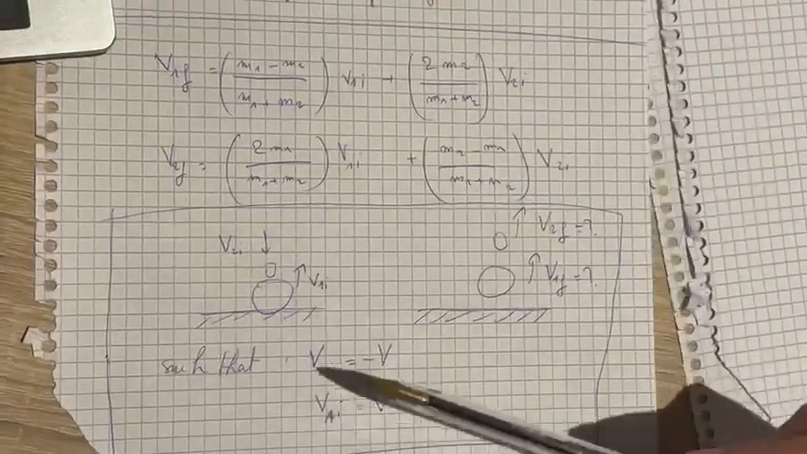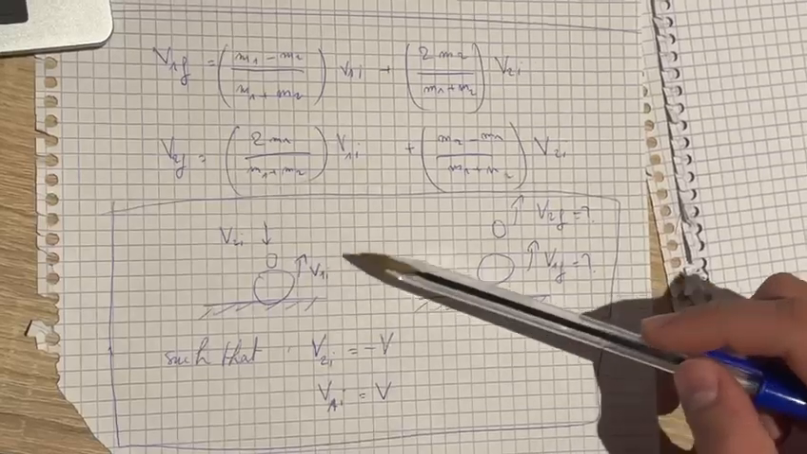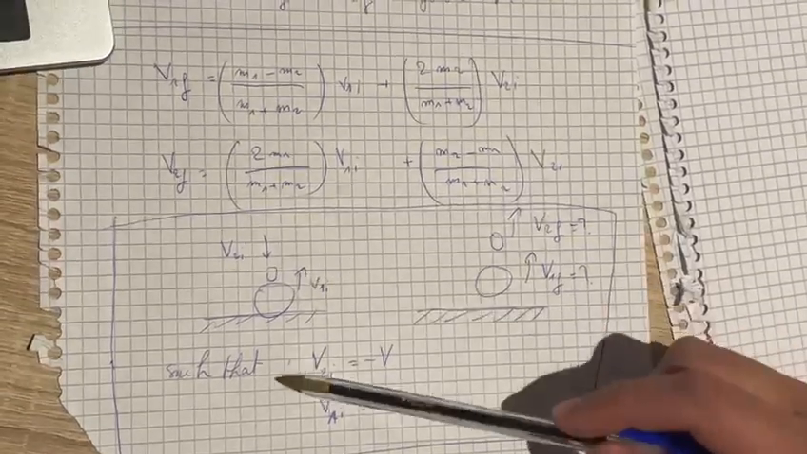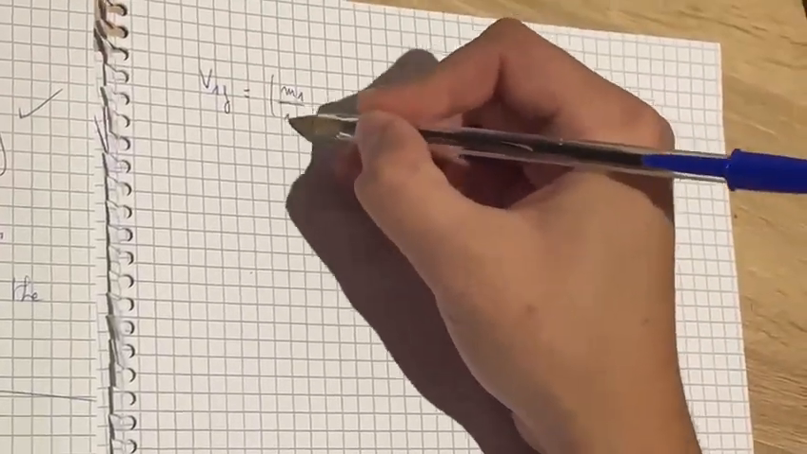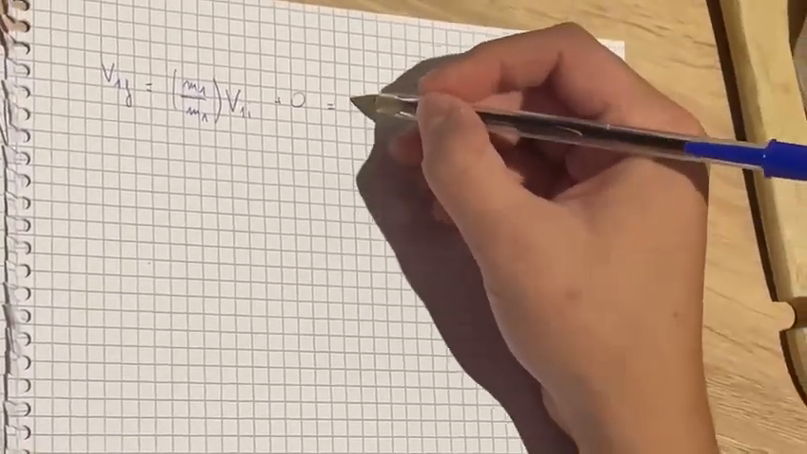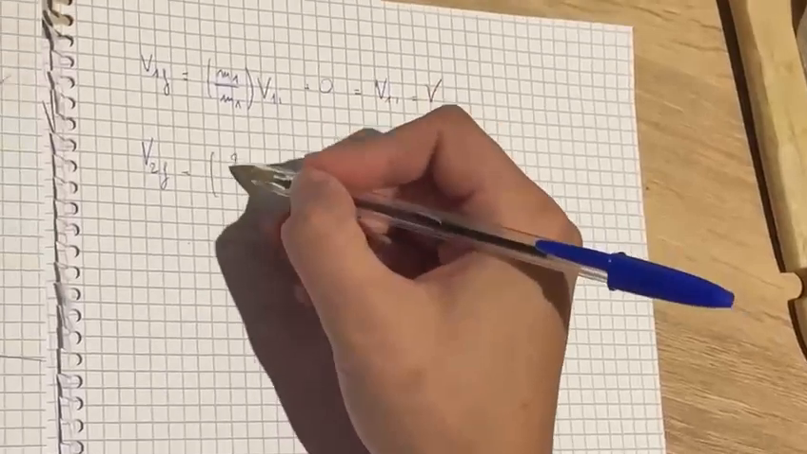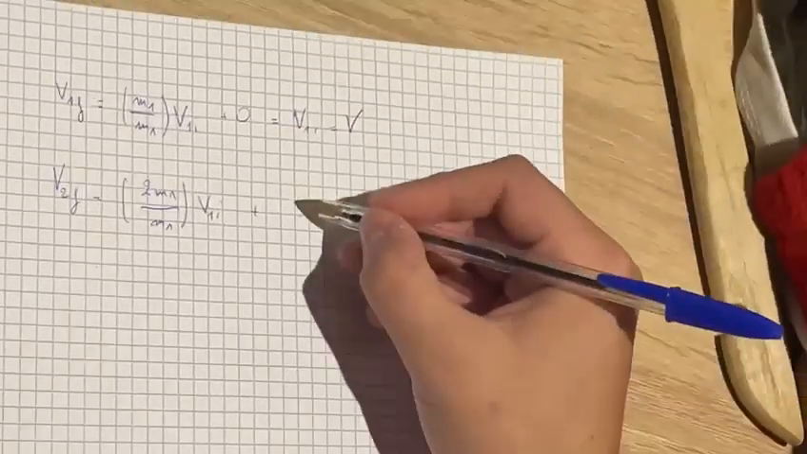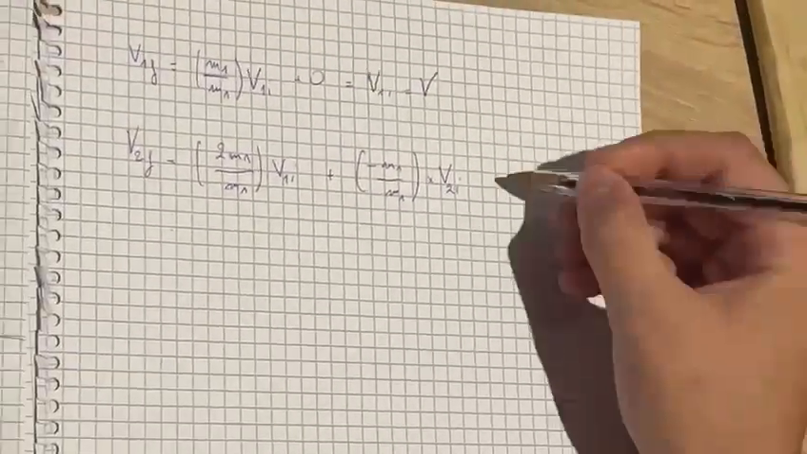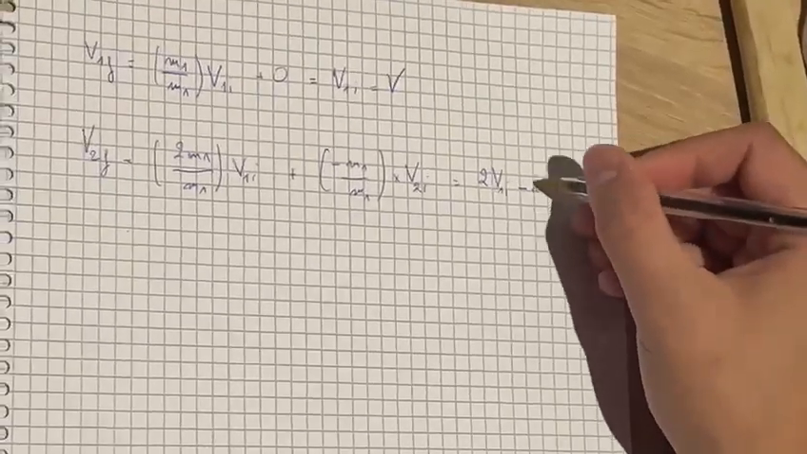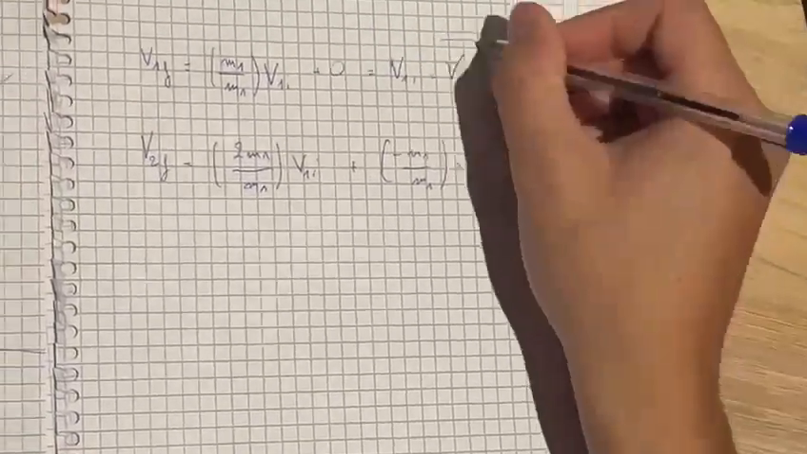Then we choose an axis such that the upward direction is positive and the downward direction is negative. So based on our assumptions, we will find that the velocity of the basketball is equal to its initial velocity, and the final velocity of the tennis ball will be equal to 3 times the velocity of the basketball.